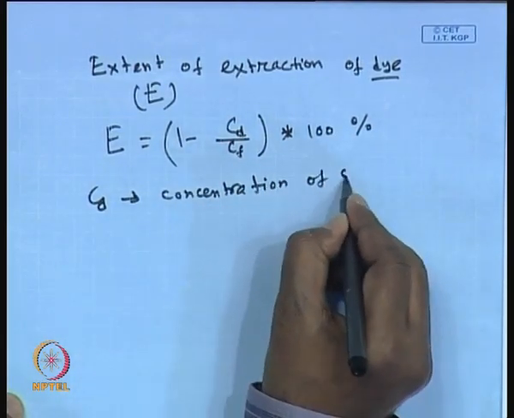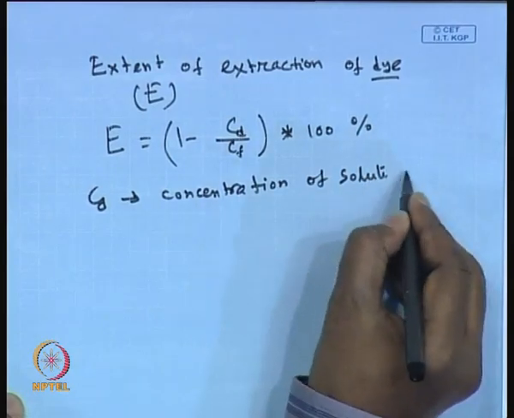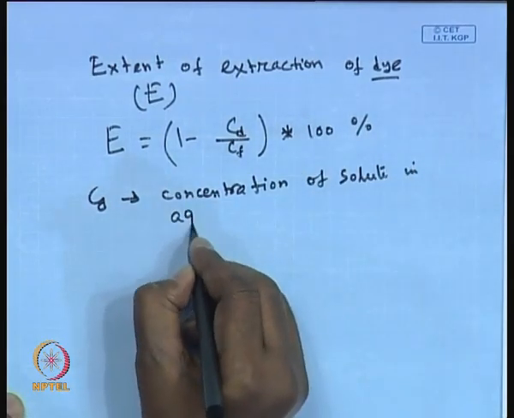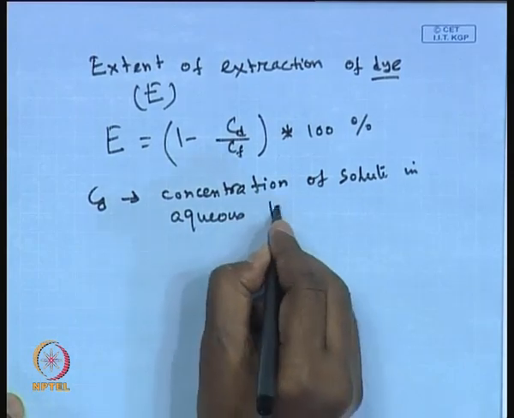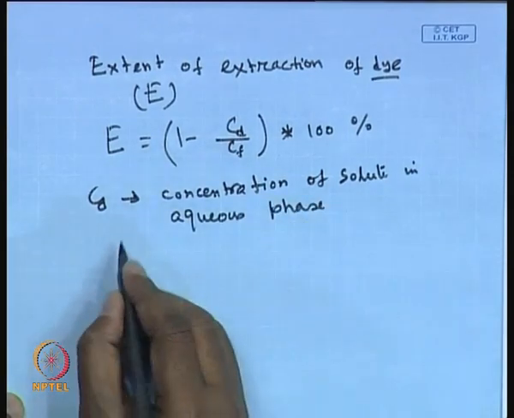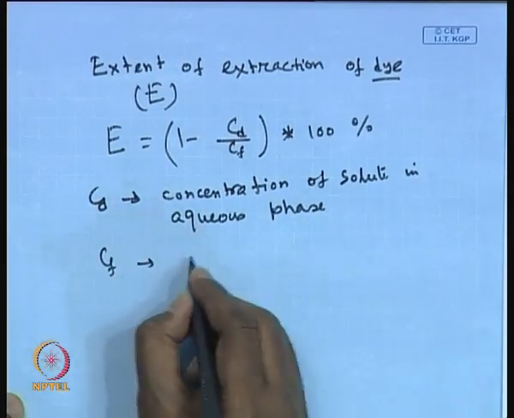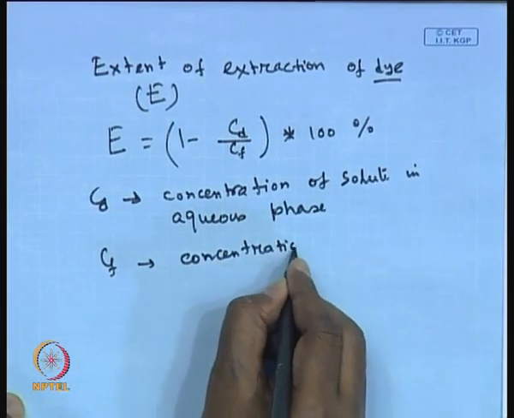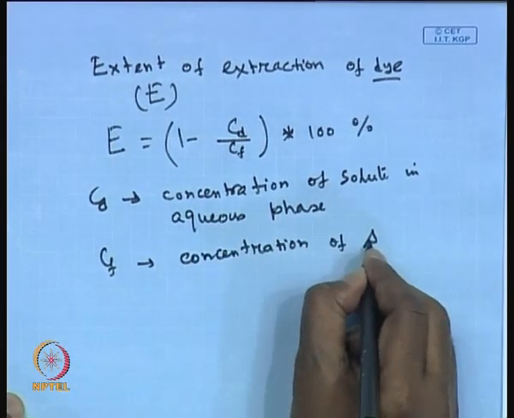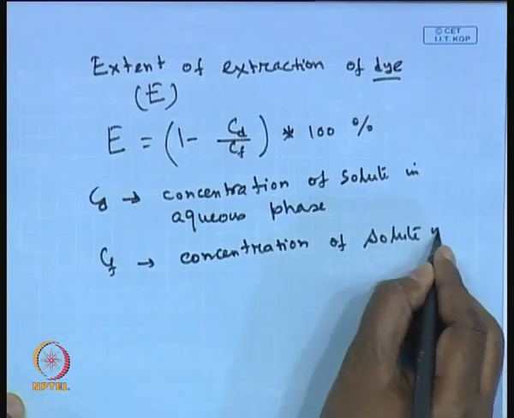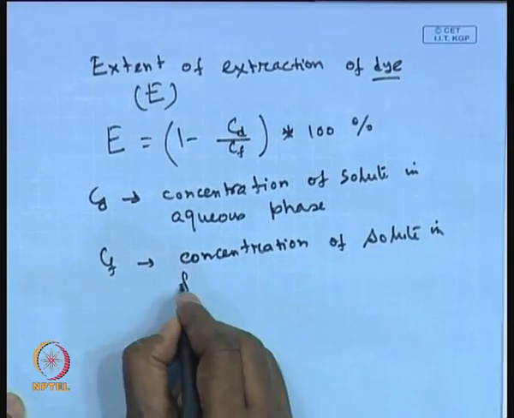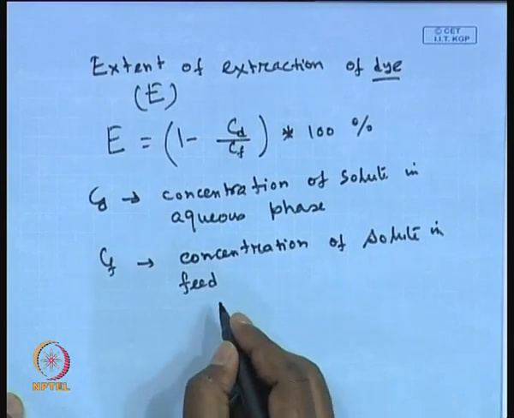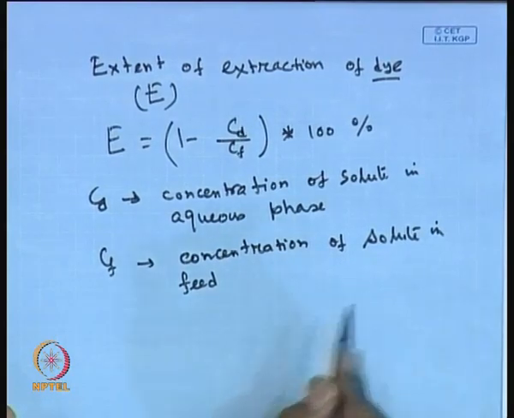Cd is the concentration of solute in aqueous phase, and Cf is the concentration of solute in feed, and this solute in this particular case is dye. For this particular case it is dye, but it may be any other solute.